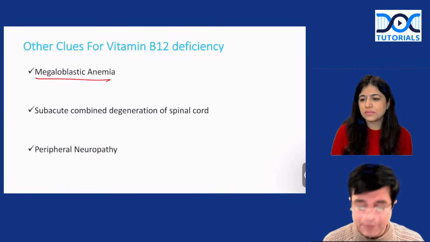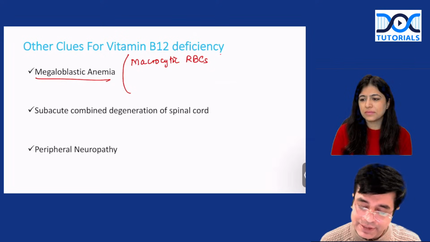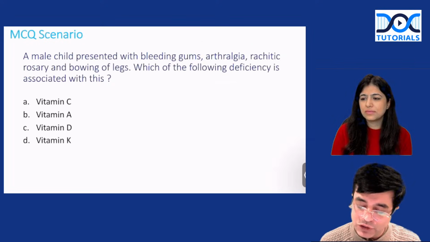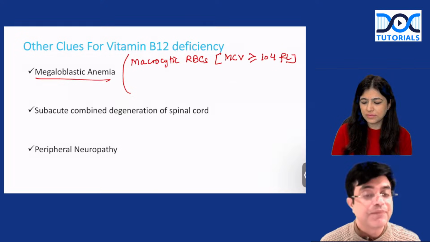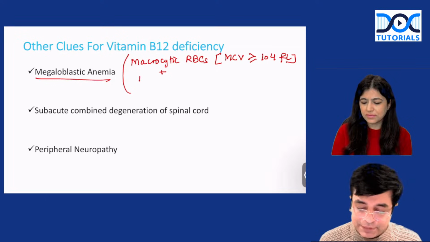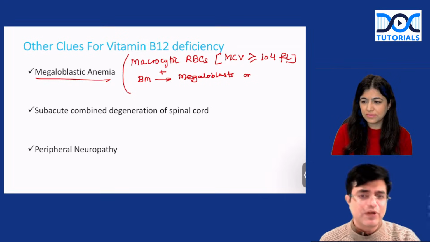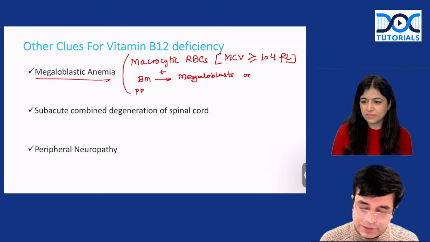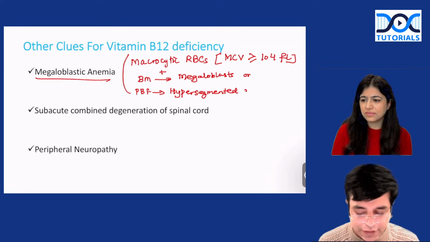Megaloblastic anemia can happen. Megaloblastic anemia should be suspected where you are able to find macrocytic RBCs, large RBCs, where the mean corpuscular volume is equal to or more than 104 femtoliter. Plus, either the bone marrow is showing megaloblasts, or, since nobody does bone marrow aspiration these days, if you do a peripheral blood film you find hypersegmented neutrophils. How do they look?